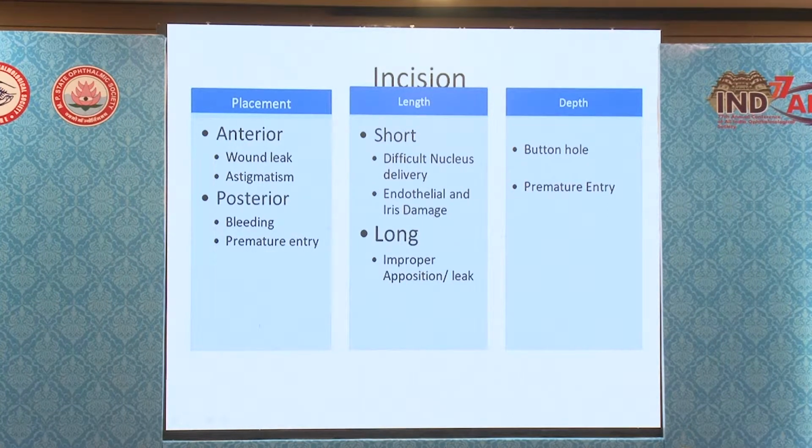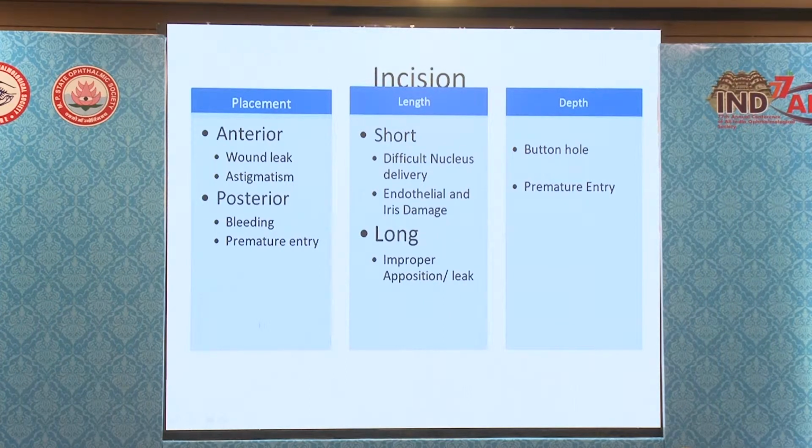The length of the incision is also very important, because if you have a shorter length, then there is more difficulty in delivering the nucleus, as well as endothelial and iris damage, as we have seen in some videos here. A longer incision would definitely cause an improper apposition of the wound, causing leakage, and if you do happen to have something like this, don't get your ego in between and say, I will not suture. Go ahead and suture it, because that is very important. Wound leaks can cause endophthalmitis, and that is still more dreaded.